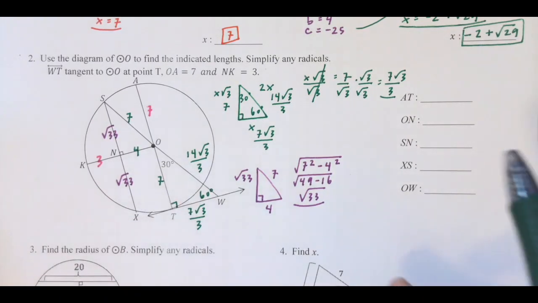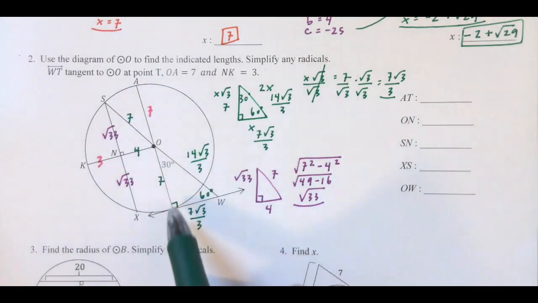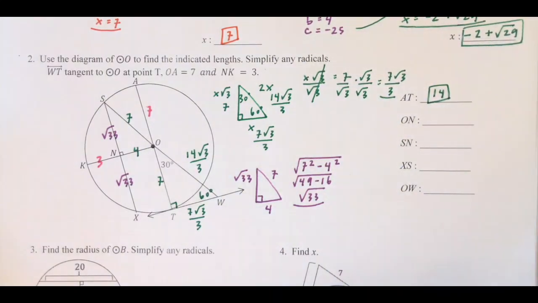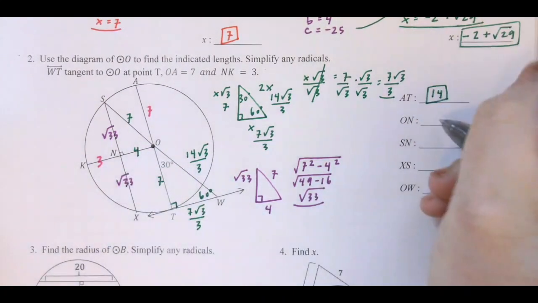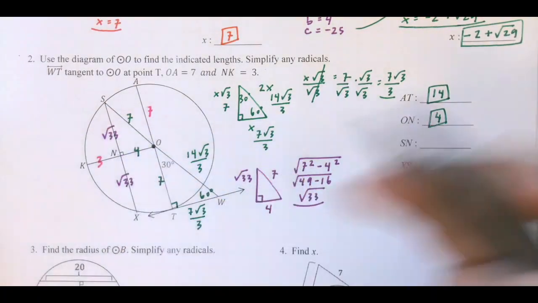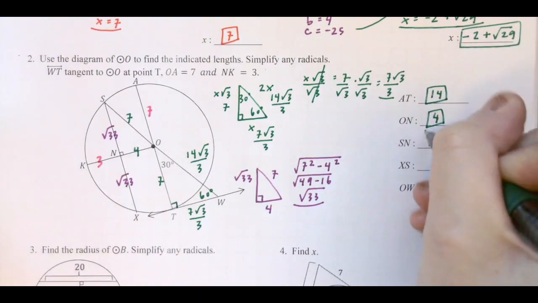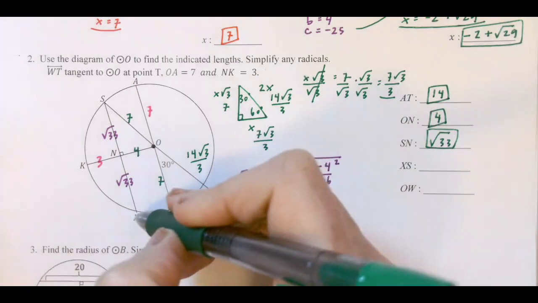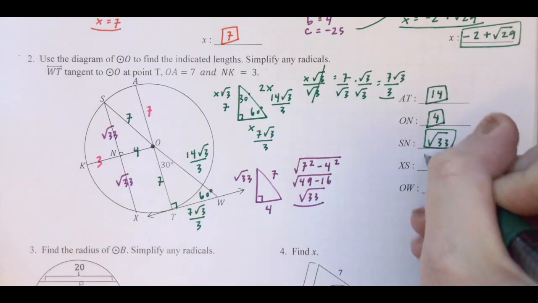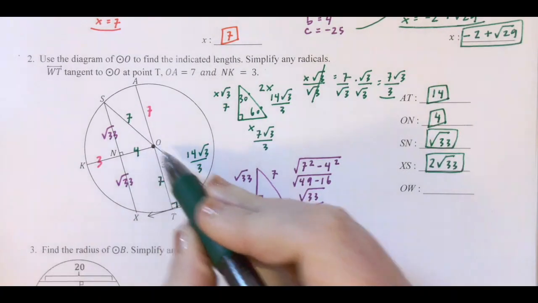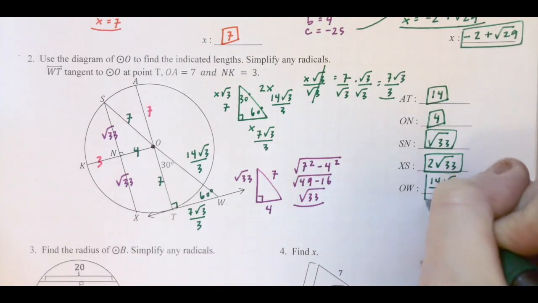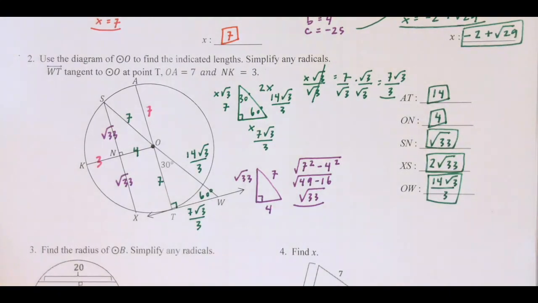So now to the right, if I'm asking for AT, that's a diameter, must be 14. ON, right there is 4. Okay, SN right here is root 33. If I want XS, if I add those two together, I have 2 root 33. And then OW, I have 14 root 3 over 3. All right, there we go.